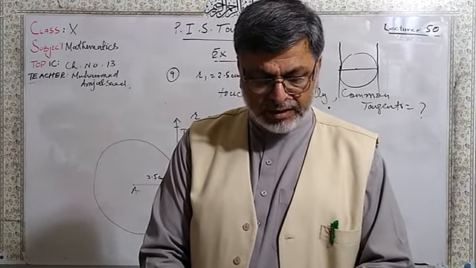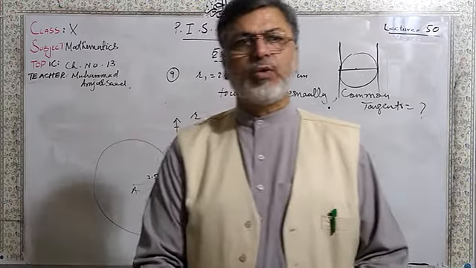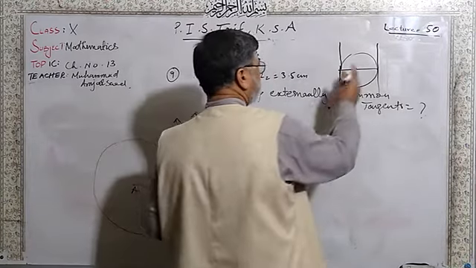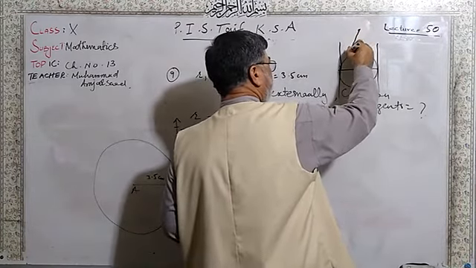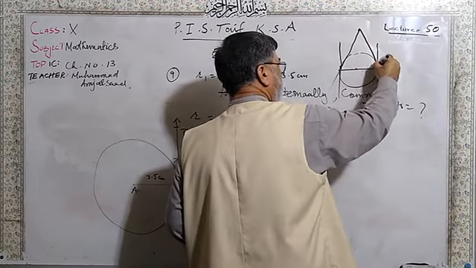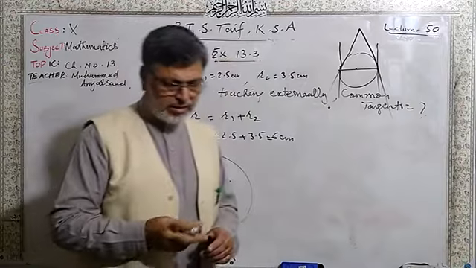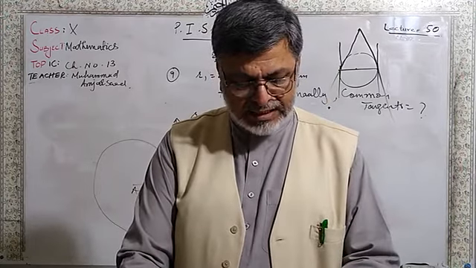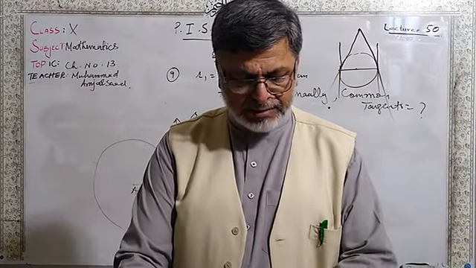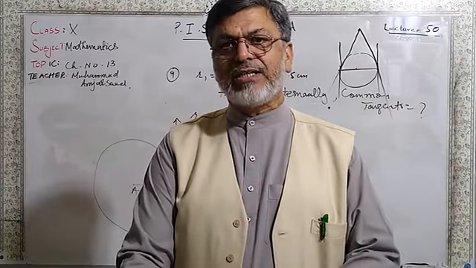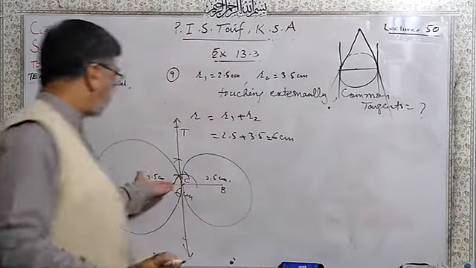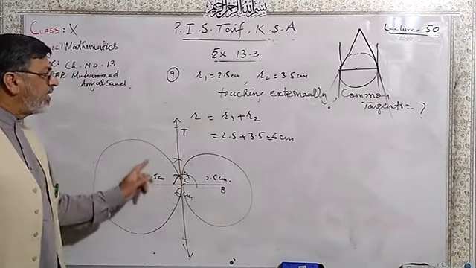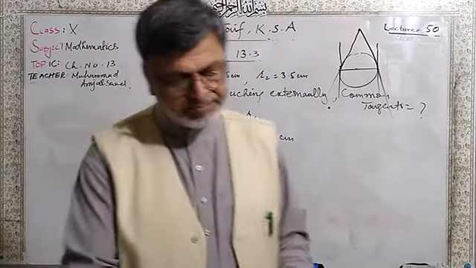How many tangents can be drawn from a point outside the circle? Two tangents can be drawn from a point outside the circle. For example, this is a point outside. One tangent can be drawn in this way, another can be drawn in this way. So two tangents can be drawn from a point outside the circle. If the distance between the centers of two circles is equal to the sum of the radii, then the circles touch each other externally. I think this was the question. If the distance between the centers is equal to the sum of radii, definitely they touch externally.